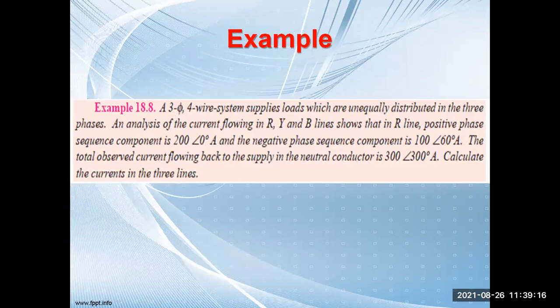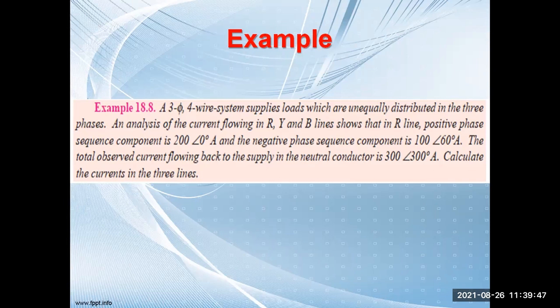Next problem: a three-phase four-wire system supplies loads which are unequally distributed in the three phases. An analysis of the current flowing in R, Y, and B lines shows that in the R line, the positive phase sequence current component is 200 angle 0 ampere and the negative phase sequence component is 100 angle 60 ampere. The total observed current flowing back to the supply in the neutral conductor is 300 angle 300 ampere. Calculate the current in the three lines.